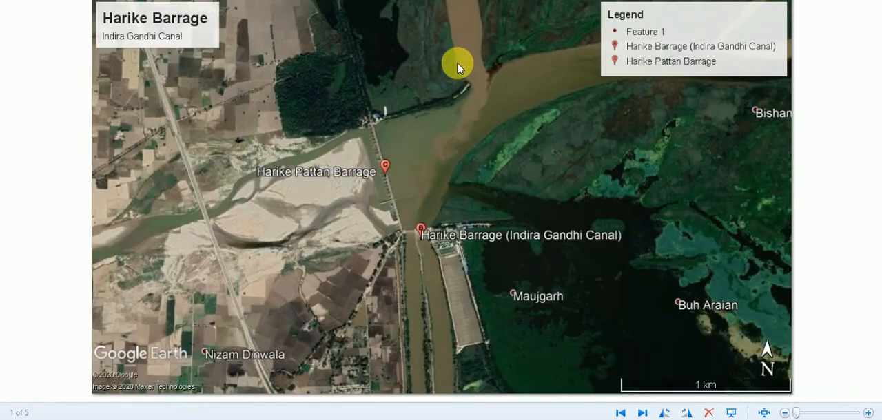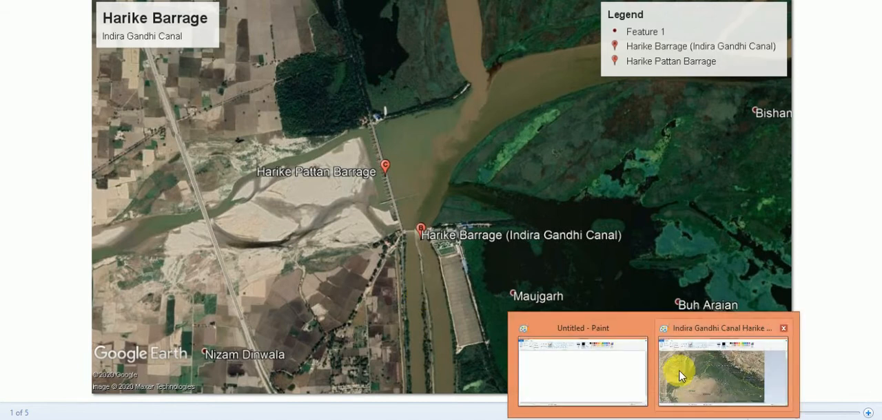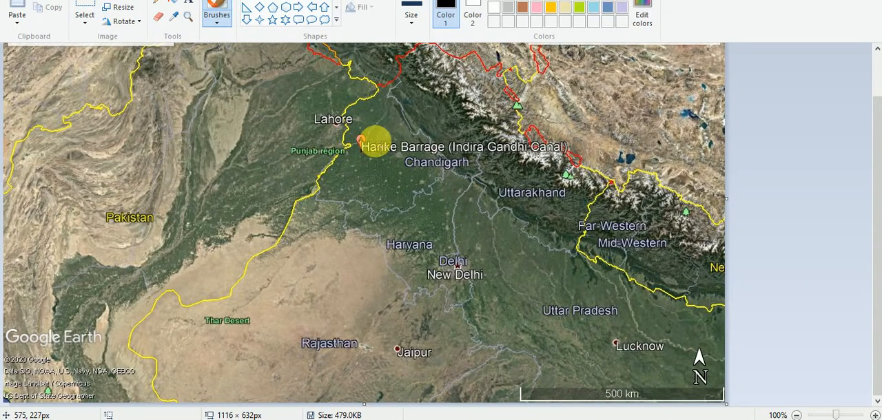See here. This is the confluence of the two rivers, Beas and Sutlej. Here on one side we have the Harike Patan barrage, and on this side we have the Harike barrage. And from here the Indira Gandhi Canal is started. Water is taken here. So this is the origin of the Indira Gandhi Canal. And see here, we have the Harike barrage in Punjab, and from here the Indira Gandhi Canal is constructed. And it runs parallel to the Pakistani border in this way, just in the western part of Rajasthan.